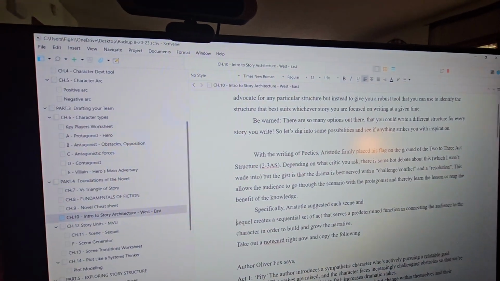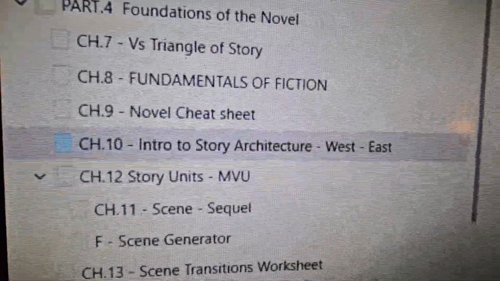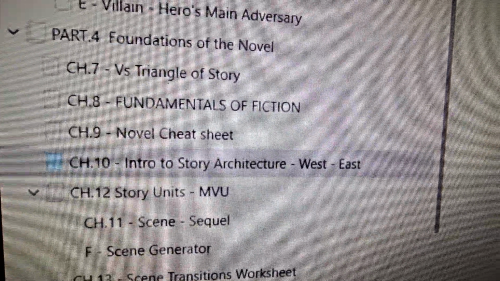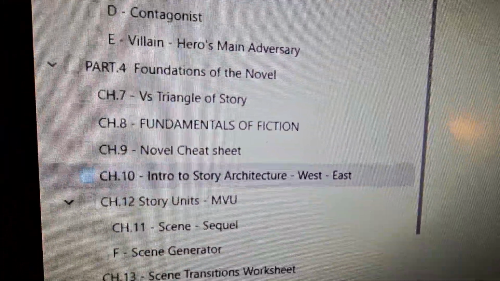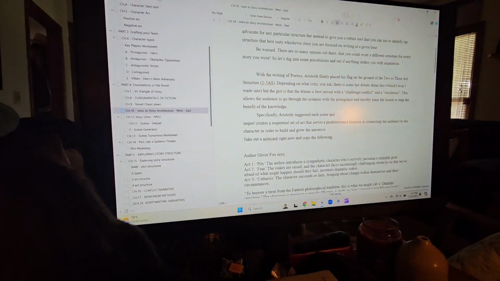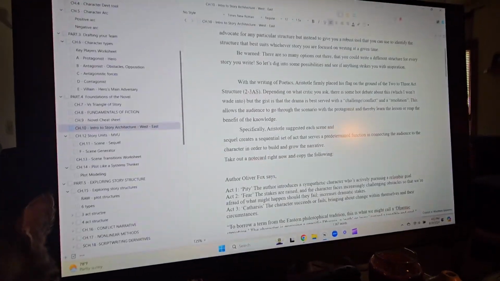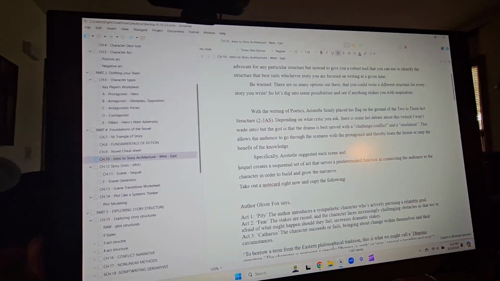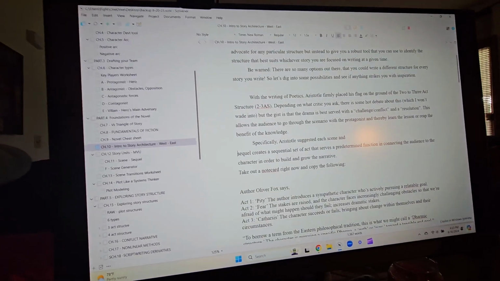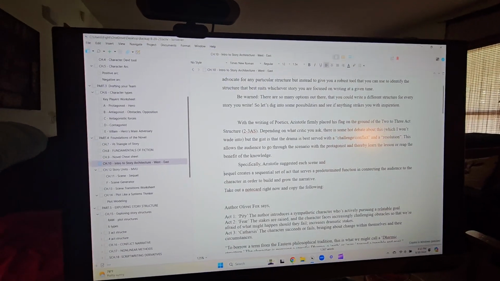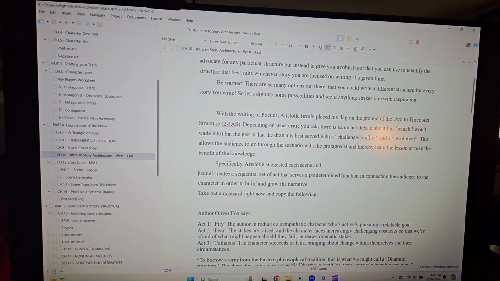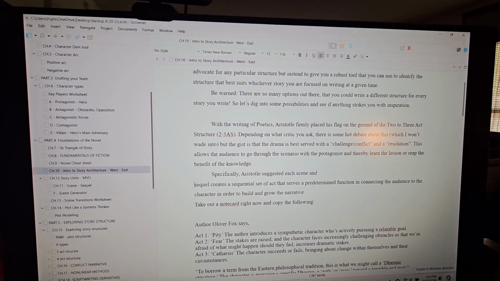So today I am working on the chapter Introduction to Story Architecture, The West Meets East. I've made this comment a few times over the course of introducing this project and talking about different aspects of it. So I just wanted to pop in and talk a little bit more about that today.